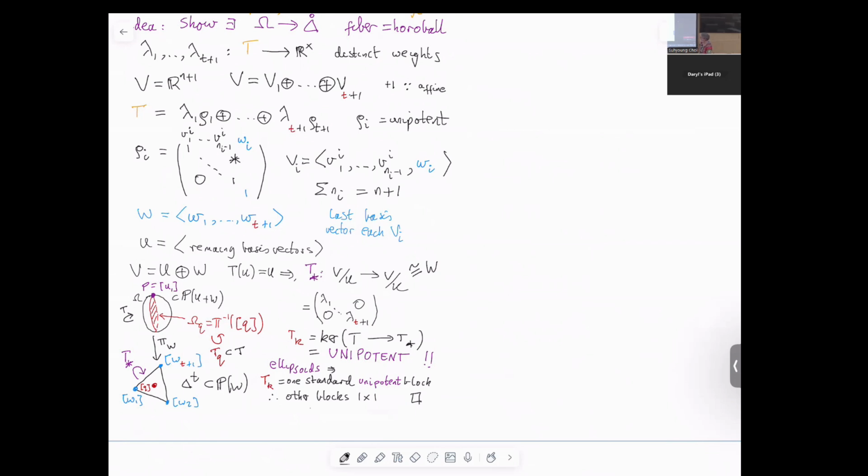Now, if you think about it, what is this action T_K? It's basically this, where you leave out the last vector in each one. So that tells you that actually all these blocks are dimension 1 except one, and you can order things so it's the last block that's not unipotent. So these blocks are size 1. This last block is a standard unipotent block. And then because we're going to work projectively, you can divide everything by this weight and turn this weight into 1, and all these other weights become the weights they were before divided by this weight. So you've reduced to the case where this weight is 1. This is a standard unipotent block. These are all one-dimensional.